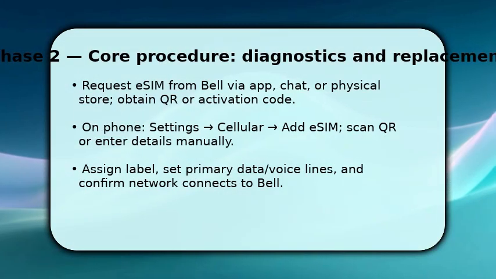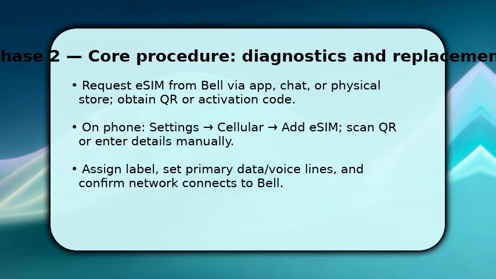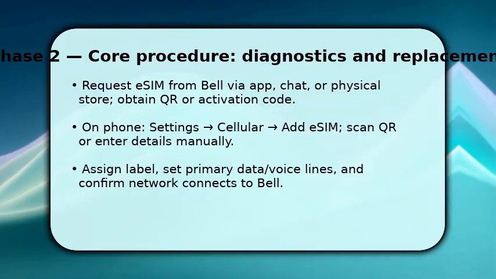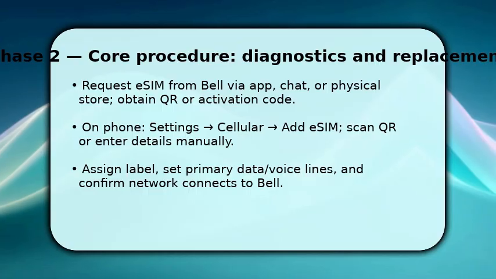You request the Bell eSIM by using the Bell app or contacting support. They'll provide a QR code or numeric activation code. Once you have it, open Settings, go to Cellular, and tap Add eSIM, then scan the QR or type the code.